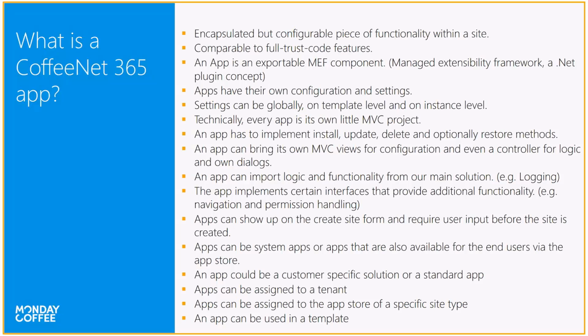So our app has to follow certain interfaces and implement the install, update, delete, and maybe restore methods. The app can bring its own MVC views and even a controller for logic and its own dialogues. And as I just said, we're using dependency injection, so our app can actually import logic and functionality from our main solution. One good example for this is logging. Logging is really important, and not every app has to bring its own logging mechanism. This would be a complete overkill. So we can just import this using Managed Extensibility Framework right into our apps.